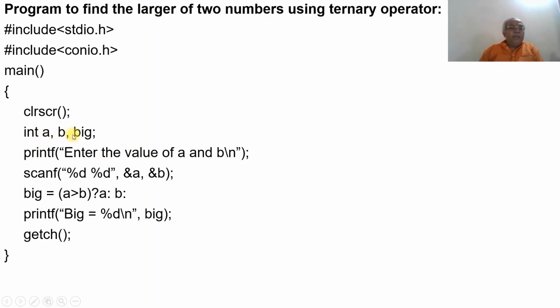int a comma b comma big. printf, enter the value of a and b. Then scanf, since it is an integer, we have %d and %d, ampersand a and ampersand b. So big will be equal to, within brackets, a is greater than b, question mark. If it is true, then a will be executed. Otherwise, b will be executed. Then printf big is equal to %d \n, comma big. Then the getch function and close the parenthesis.